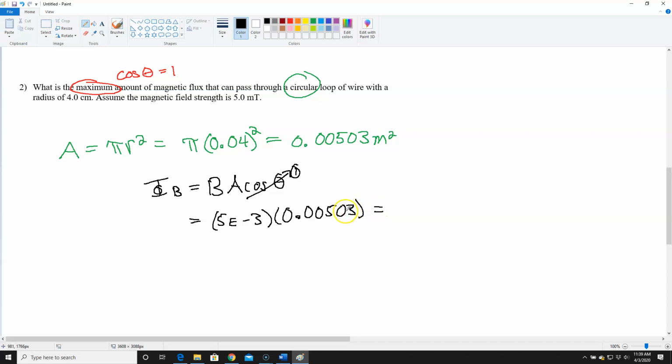And our final step, 5 e negative 3 times the area, and I got 2.51 e negative 5 Webers. The wonderful thing about flux, you don't have to worry about direction. So yep, that's a wrap.